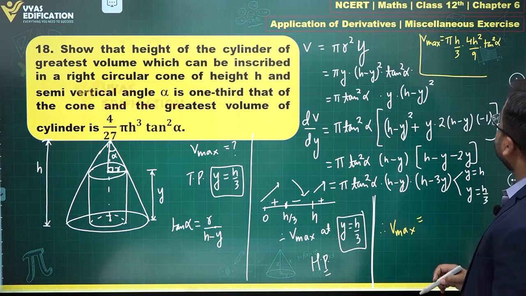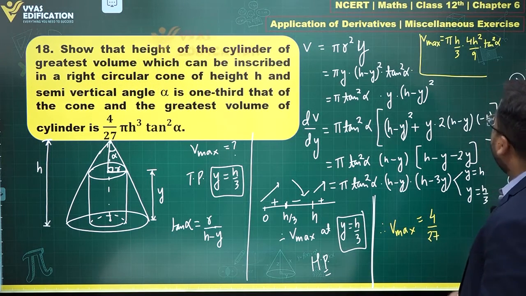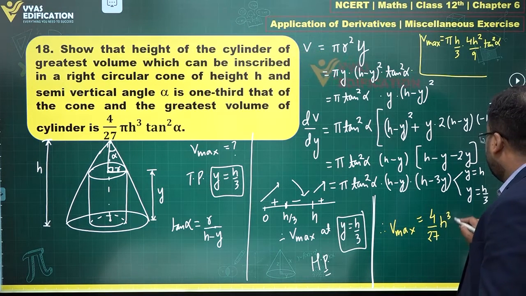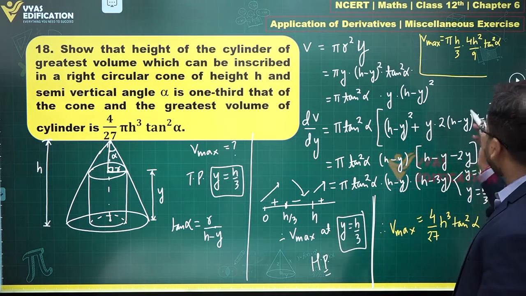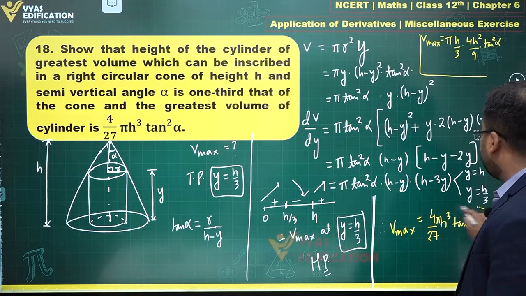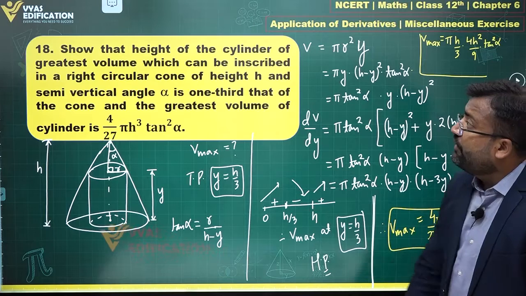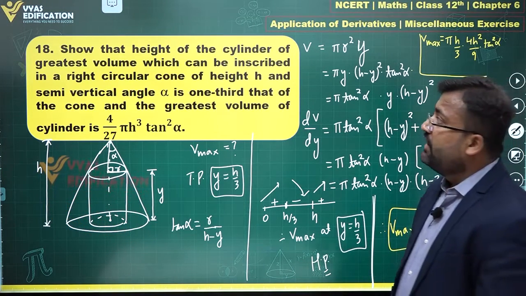And what is that? This is 4 by 27 first of all, and you have h power 3 tan square alpha. Is this what you wanted to prove? Yes, there's a pi as well, don't miss that pi. So V max is 4 pi by 27 h cube tan square alpha. That's the complete proof and the final solution of this question.